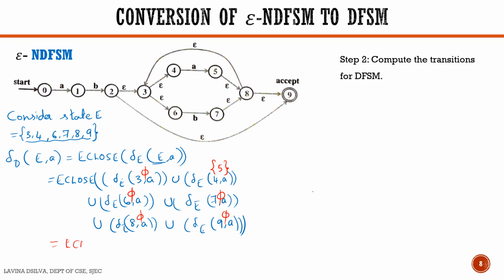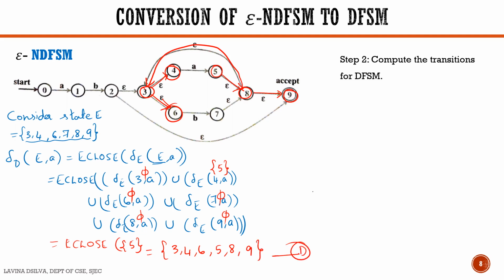And E close of state 5 is all the states which are reachable from 5 on epsilon transition. So from 5 we can go to state 8, and from 8 we can go to 9. From 8 we can also go to state 3. From state 3 we can go to state 4, and also to state 6. Therefore E close of 5 is 3, 4, 5, 6, 8, 9. This is state D.